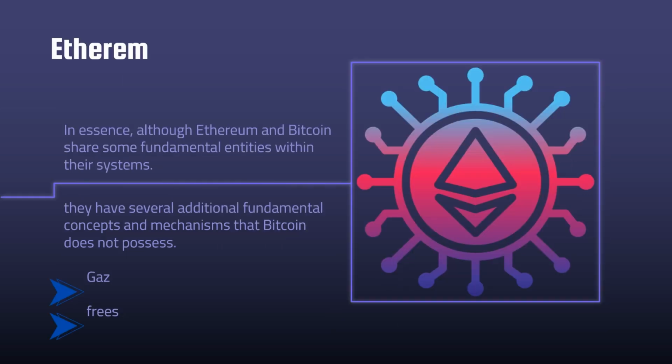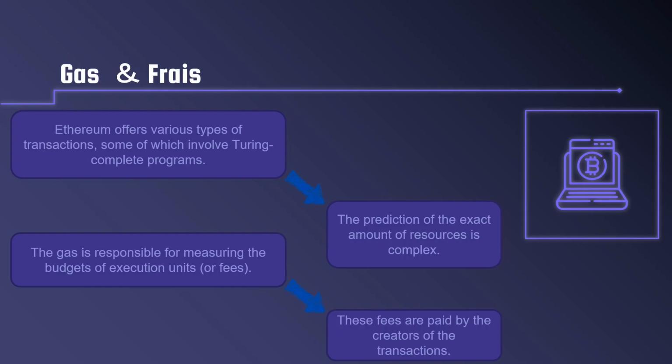While Ethereum and Bitcoin share some fundamental entities within the system, Ethereum introduced several additional fundamental concepts and mechanisms that Bitcoin does not possess. The most important of these are the concepts of gas and fee. Ethereum offers various types of transactions, some of which involve Turing-complete programs. This is where the role of gas comes in, measuring the budgets of execution units or fee. These fees are paid by the creators of transactions.